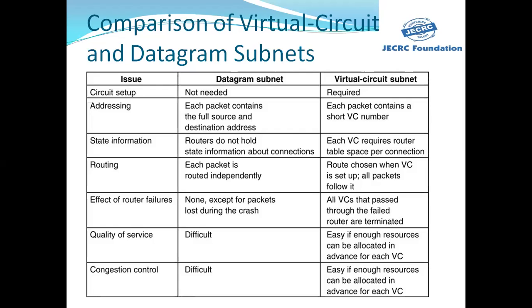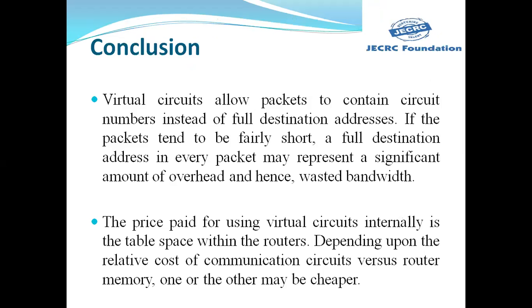Congestion control is difficult in datagram subnet and easy in virtual circuit if enough resources can be allocated in advance for each virtual circuit. Now the conclusion. Virtual circuit allows packets to contain a circuit number instead of the full destination address. If the packets tend to be fairly short, a full destination address in every packet may represent a significant amount of overhead, so there is wastage of bandwidth.